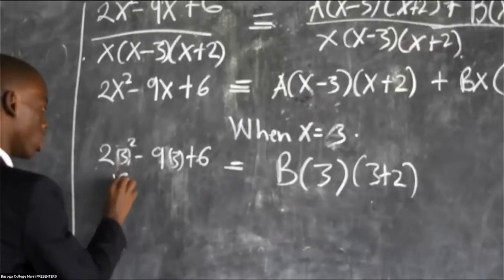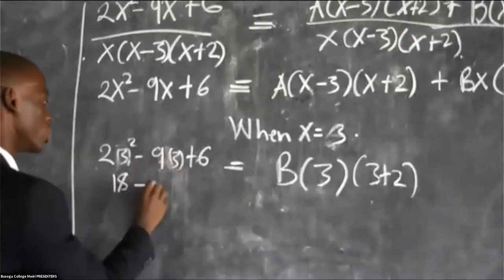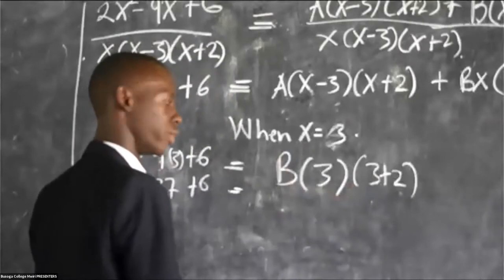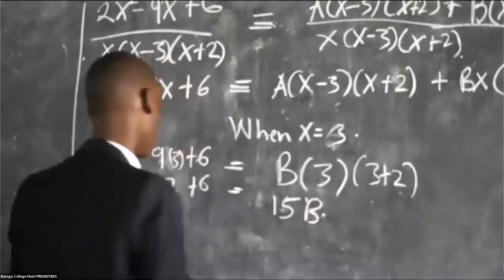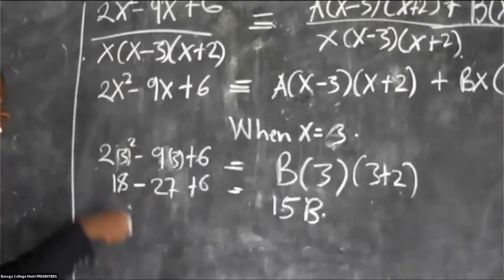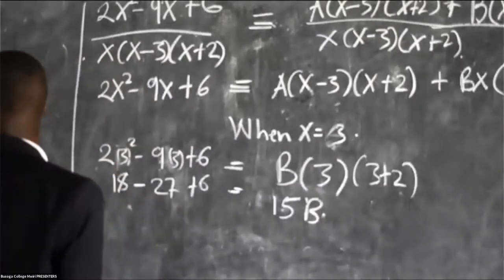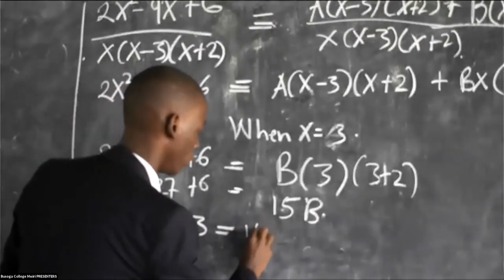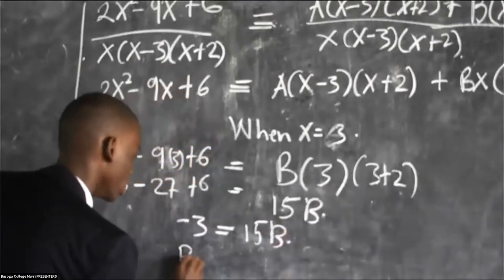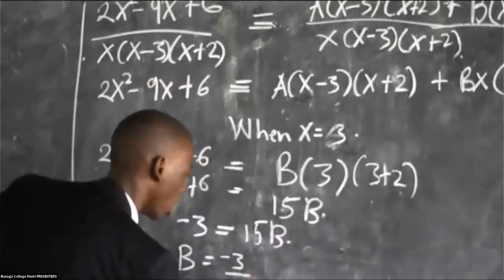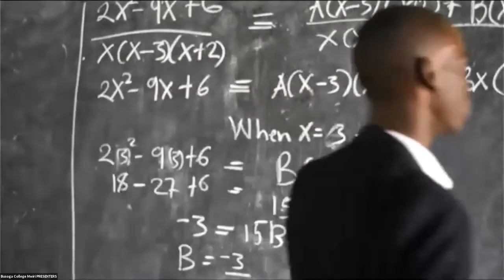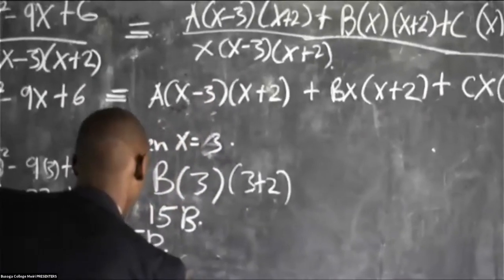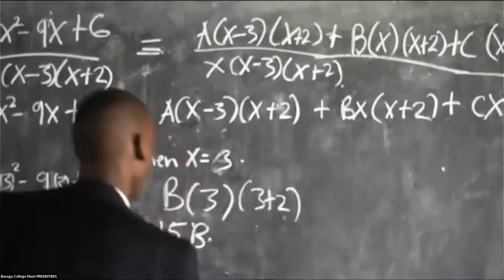2 times 9, 18. Minus 9 times 3, 27. Plus 6. Is equal to 5 times 3, 15, 15b. 18 minus 27 is negative 9, plus 6, negative 3. Negative 3 is equal to 15b, so b is equal to negative 3 out of 15. From there, we proceed: our b is equal to negative 1 out of 5.